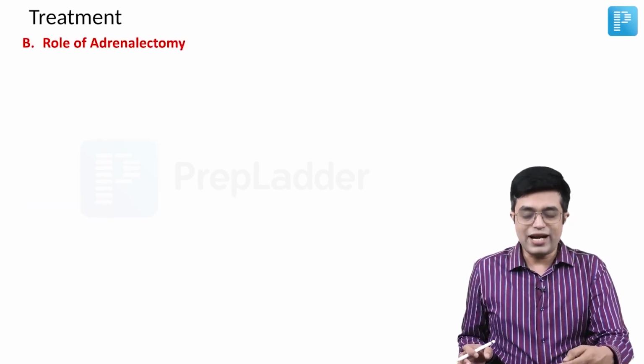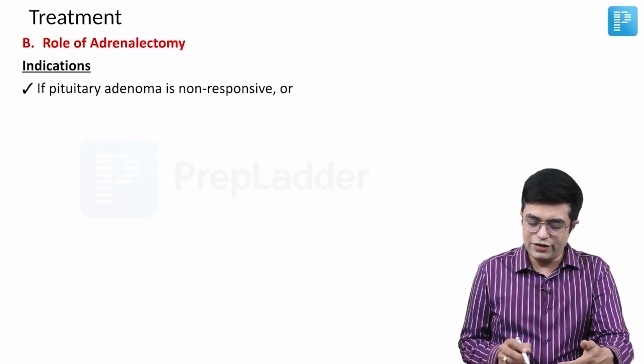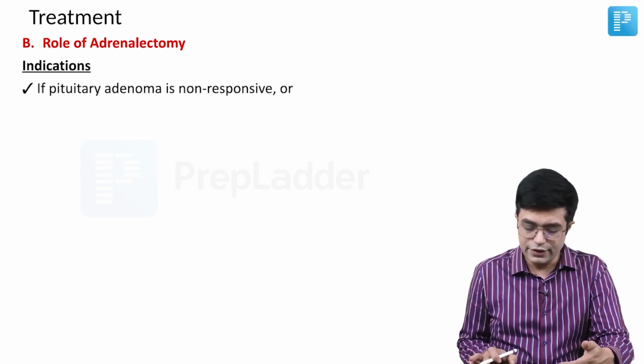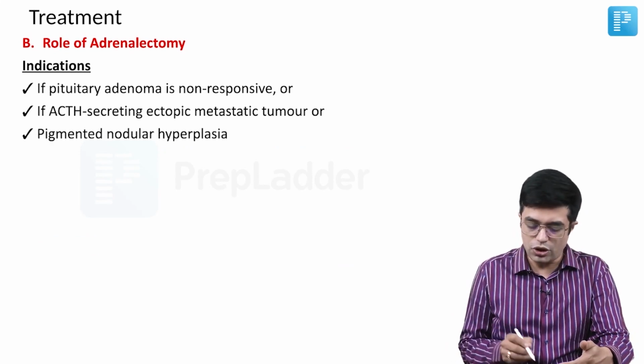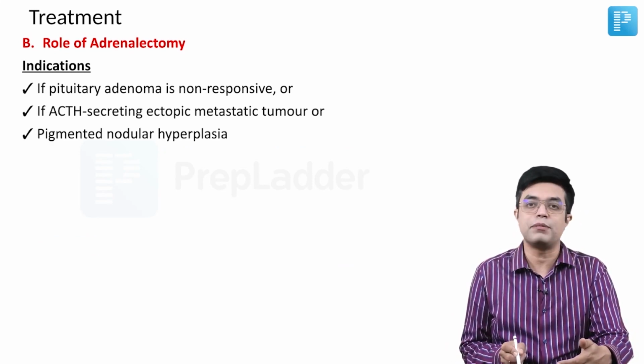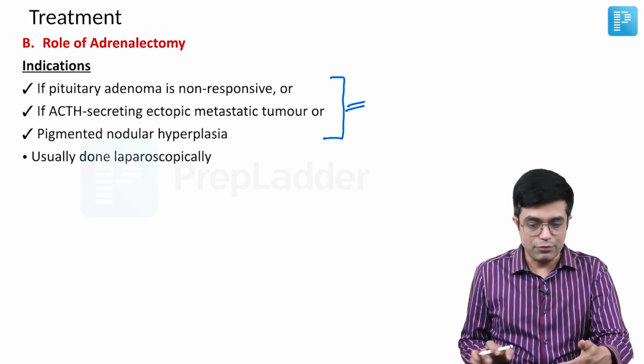Now, what is the role of adrenalectomy or removal of the adrenal glands? Indications include if pituitary adenoma is non-responsive, in case there is an ACTH secreting ectopic metastatic tumor, or if there is pigmented nodular hyperplasia. These are the conditions where you will perform bilateral adrenalectomy. It is usually done laparoscopically.